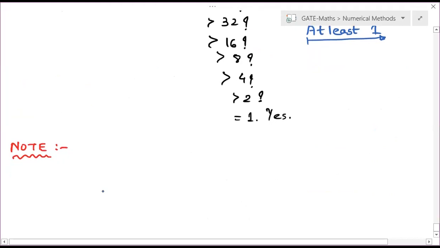So in bisection method, if the length of the interval or closed interval AB is B minus A, then after how many iterations does the length of the interval become epsilon? Suppose this type of question is asked in the exam. See over here in bisection method.